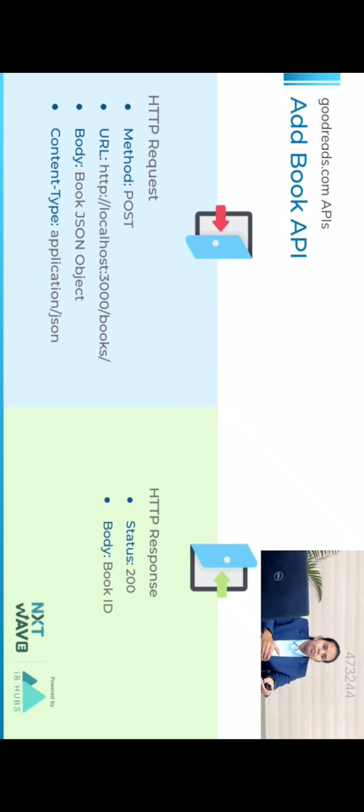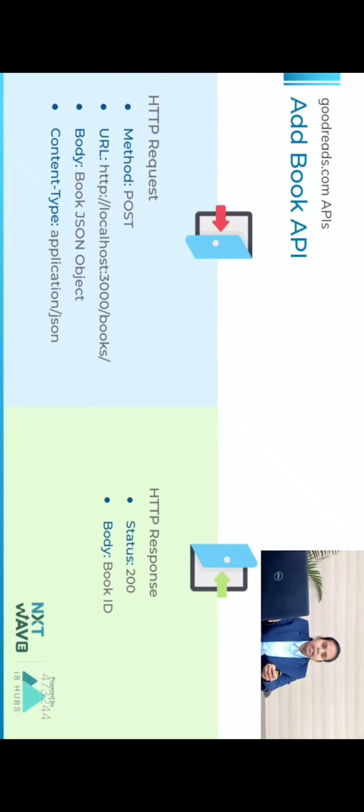Coming to the URL, here we have localhost:3000/books/. So the path is /books/. The body is the JSON object that we are going to send, and the content type is application/json. Since we want to send the data in the JSON format, the body is a JSON object and the content type is application/json.